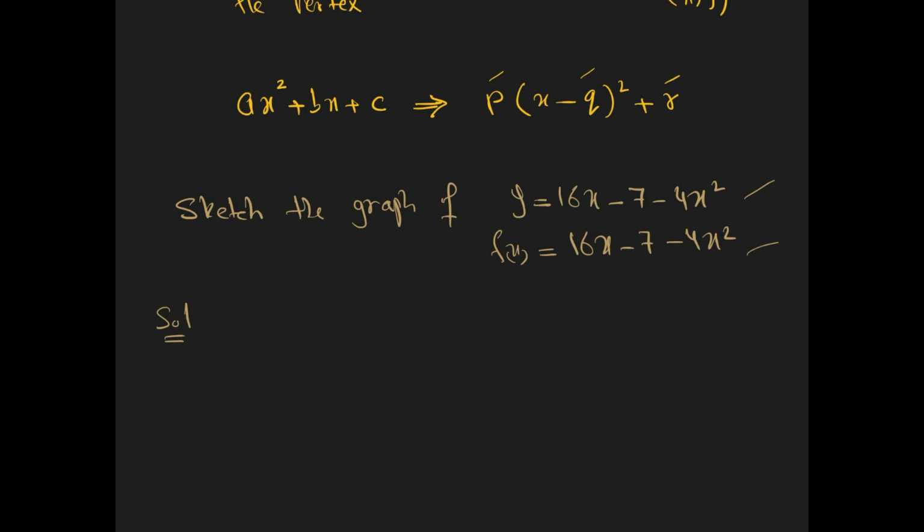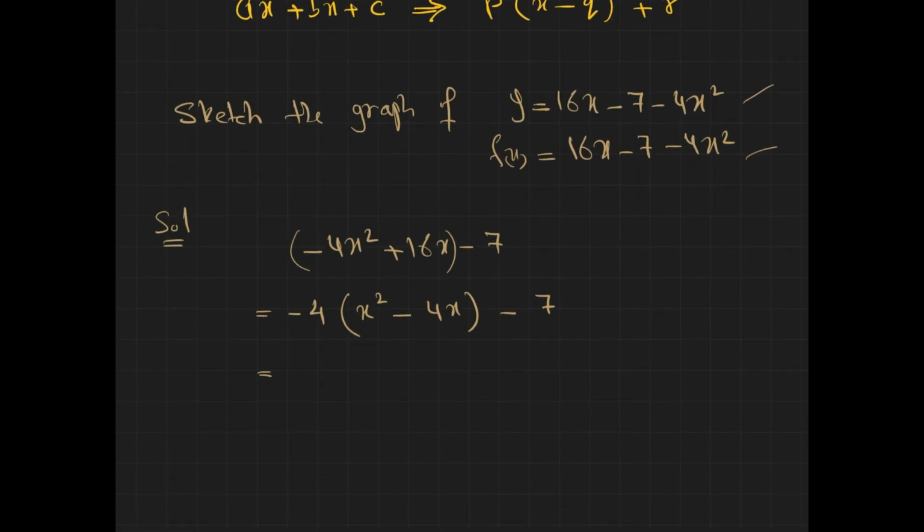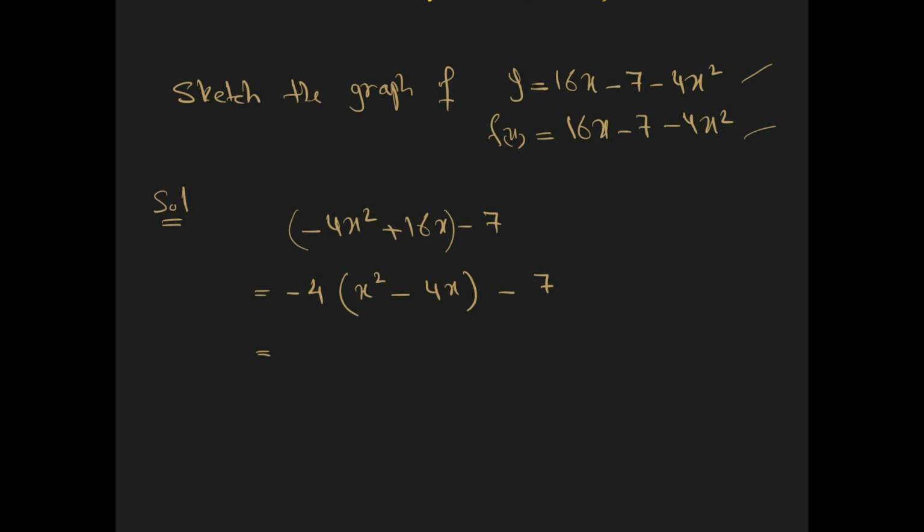If I rearrange the function in descending order, it is −4x² + 16x − 7. Out of the first two terms, we can easily take −4 as a common factor, and we will get x² − 4x, then we have −7. Now, if you know how to convert a given quadratic function into its completed square form, you can just simply change it.